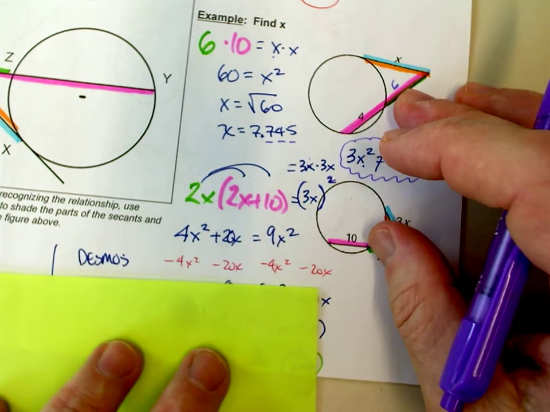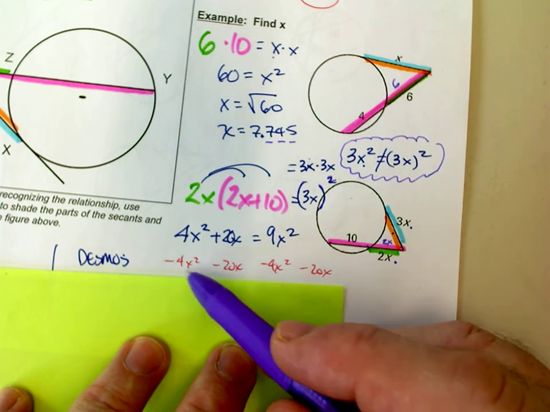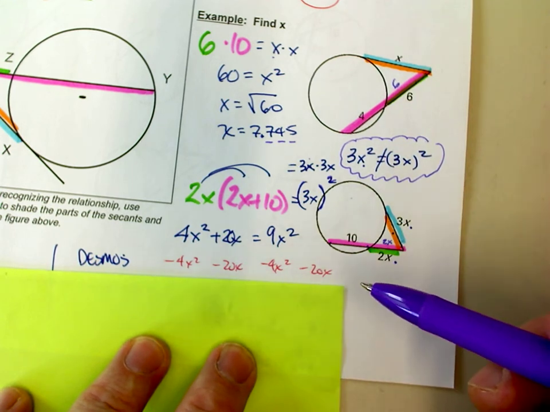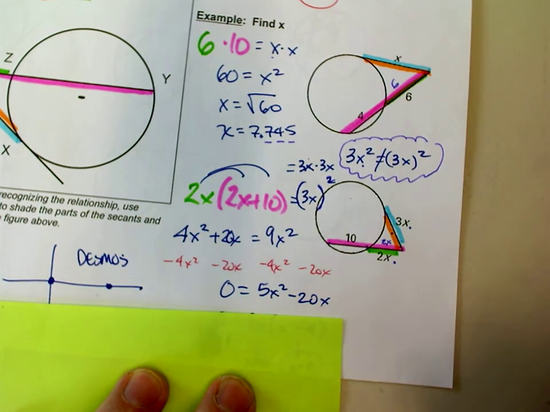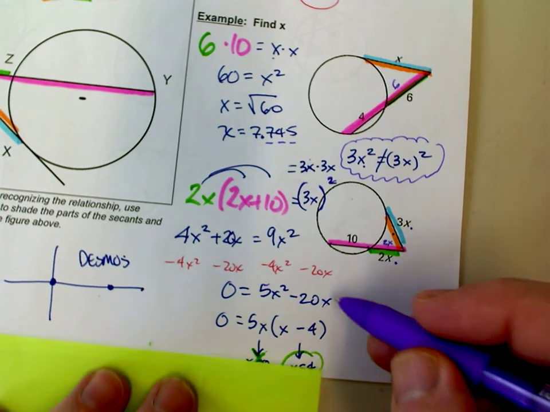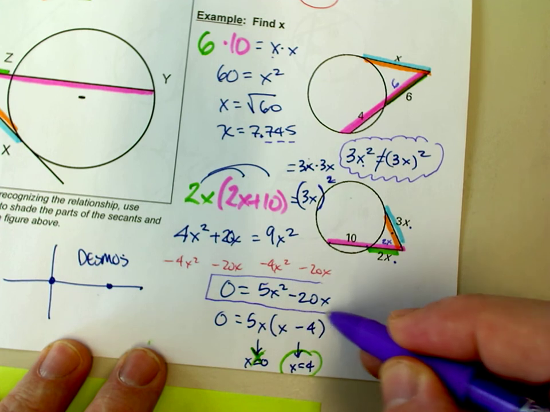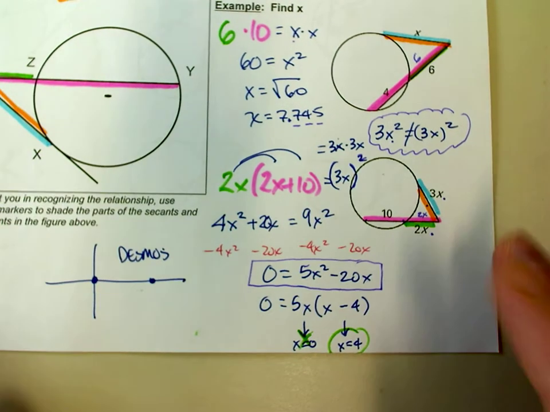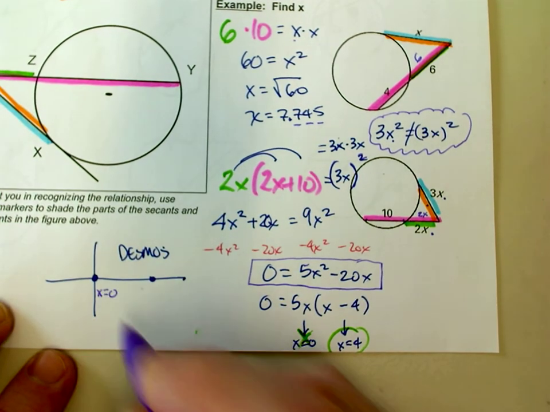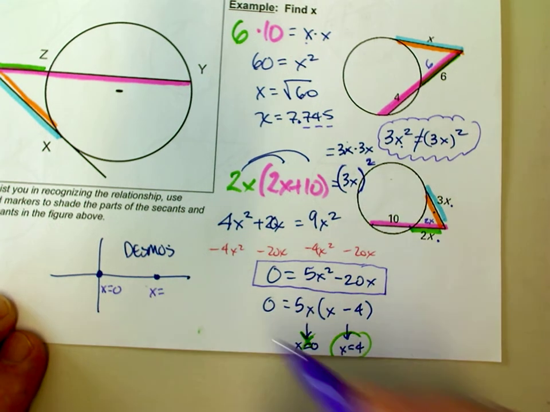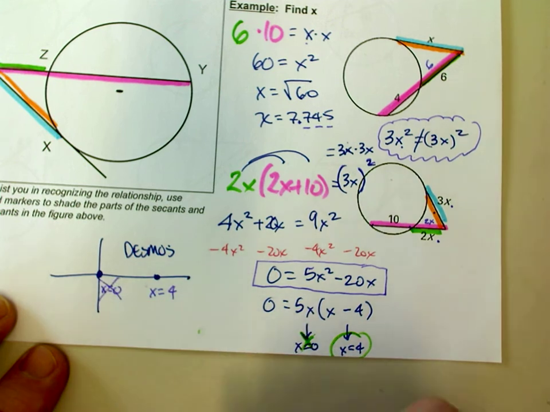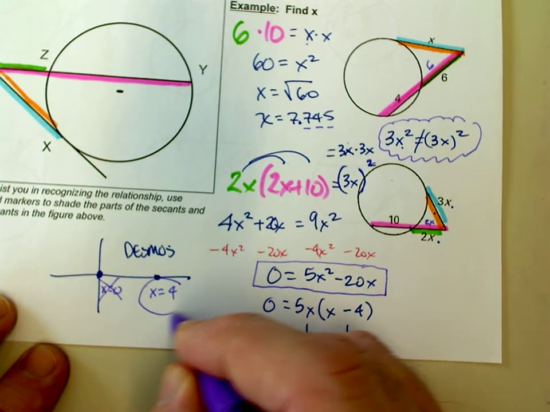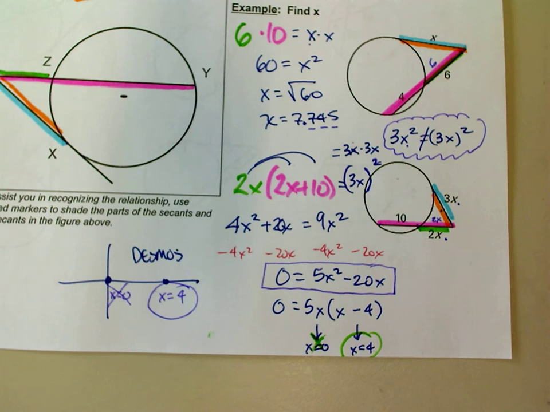Let's do the algebra of subtracting 4x squared and 20x from both sides. 9x squared minus 4x squared leaves us with 5x squared minus 20x. Again, put this into Desmos. When that goes into Desmos, it's going to have an intersection at x equals 0 and an intersection at x equals 4. x equals 0 is not a solution we want. x equals 4 is the correct one.